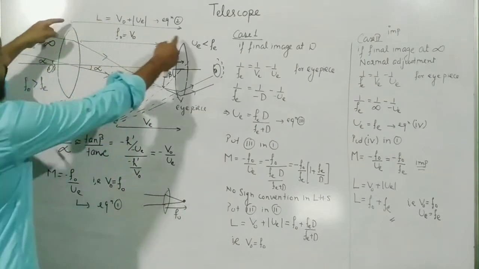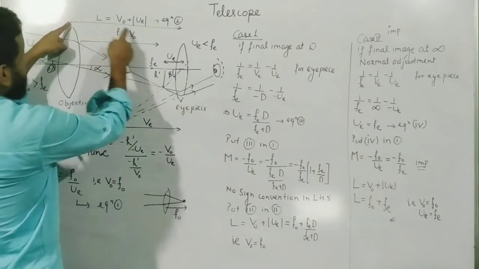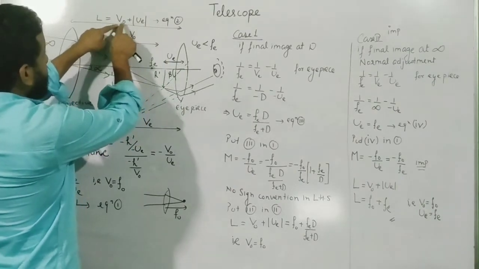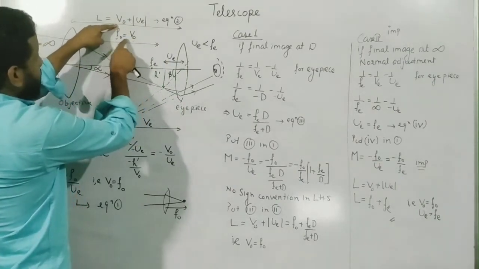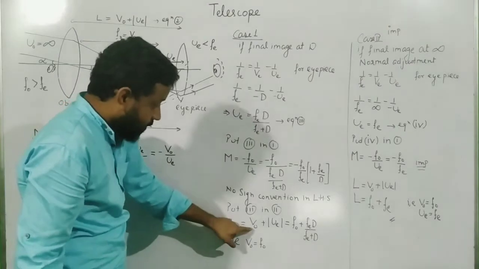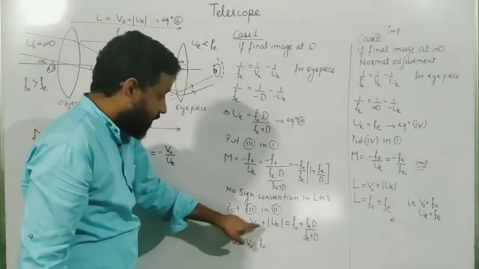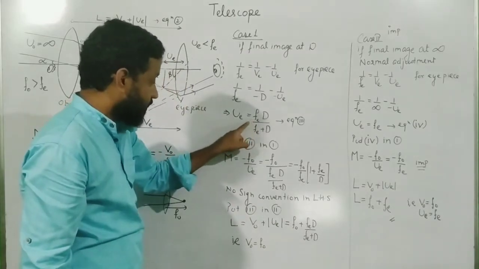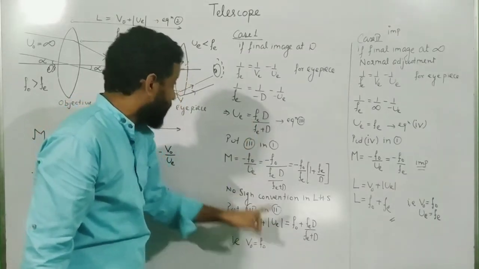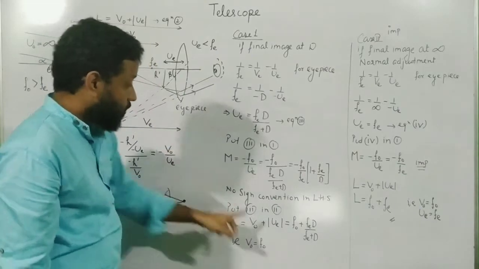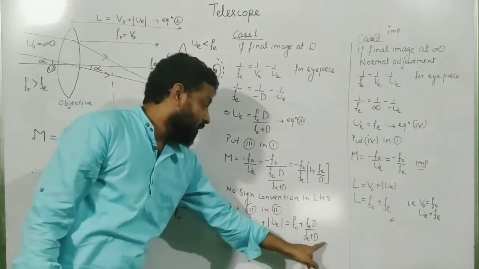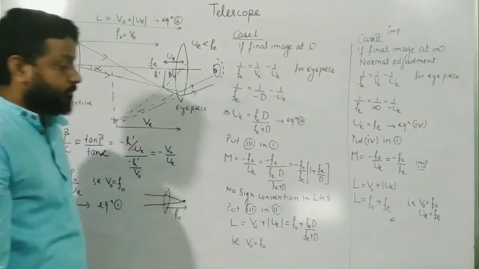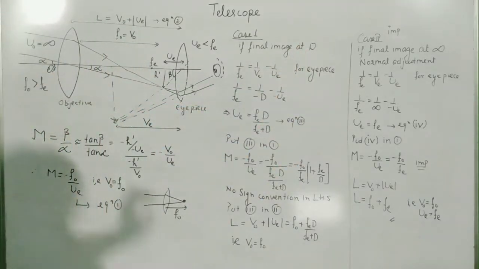Second, the length of the telescope is equal to V0 plus UE. But remember, in a telescope V0 is always F0. So the length is F0 plus UE, and for UE from equation 3 we put the value in equation 2. This becomes the length of the telescope when the final image is formed at D. Now let's go to case 2.